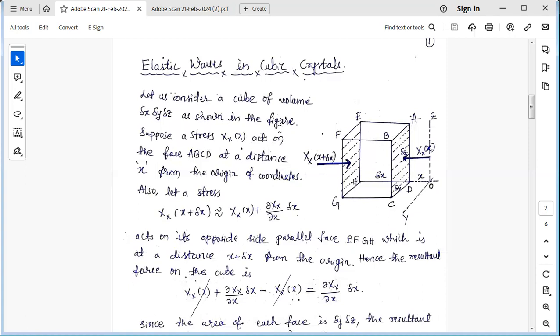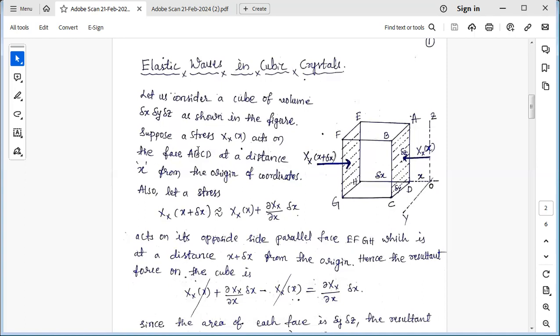So here I have considered a cubic crystal, or I have considered a cube as shown in this figure, which has the volume delta x, delta y, delta z. The edges of this cube are like this: this is delta x, from this to this is delta y, and this is delta z. So the volume of this cube is delta x, delta y, delta z.